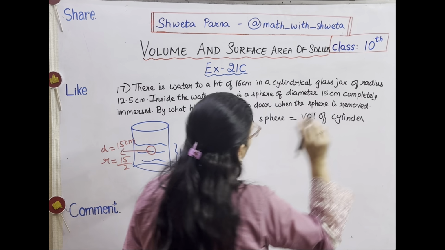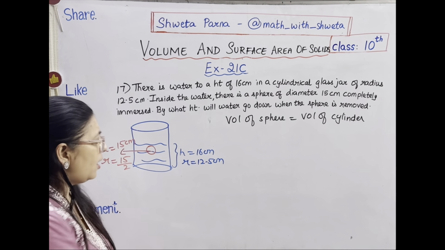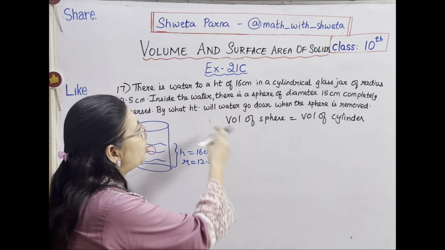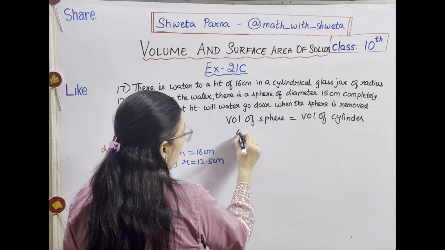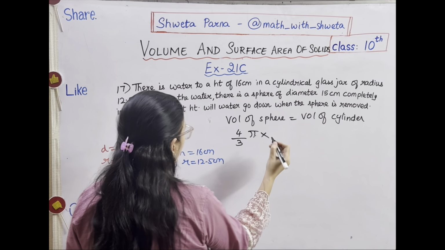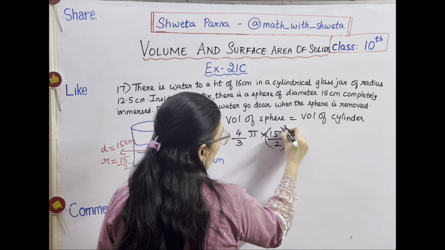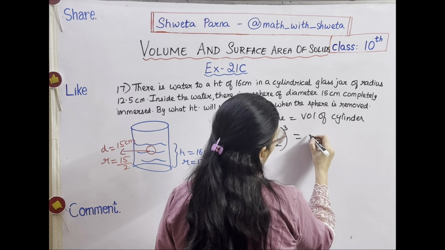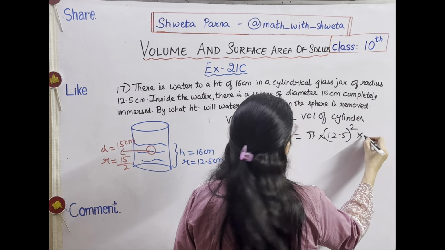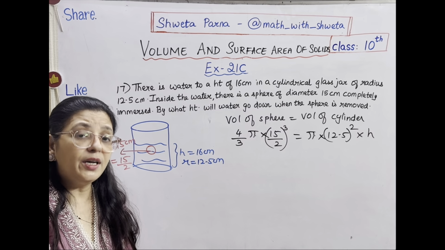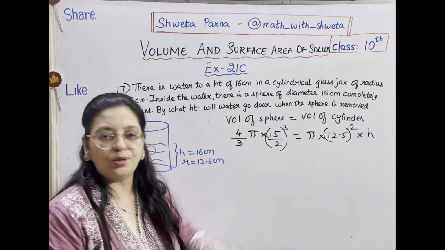Why do we write only the volume of the cylinder? Now what is the formula for the volume of a cylinder? It is pi r square h, correct? R will be the same. H you need to find, because by what height will it go down? Are you clear? Chalo, the volume of a sphere is 4 by 3 pi into radius, radius is 15 upon 2, the whole cube. Pi r cube is equal to pi r square, which is 12.5 the whole square, into height. This is the total height, but by what height will it come down? That you need to find.